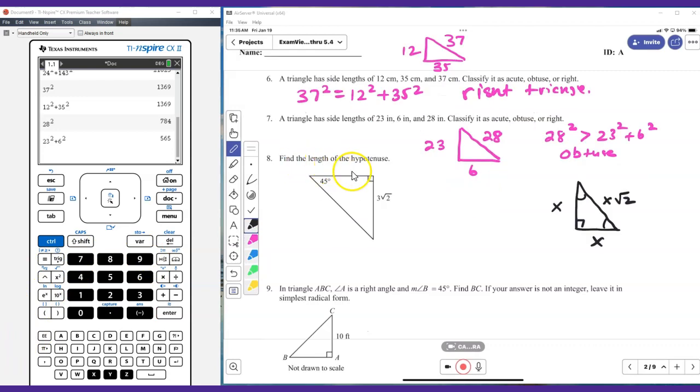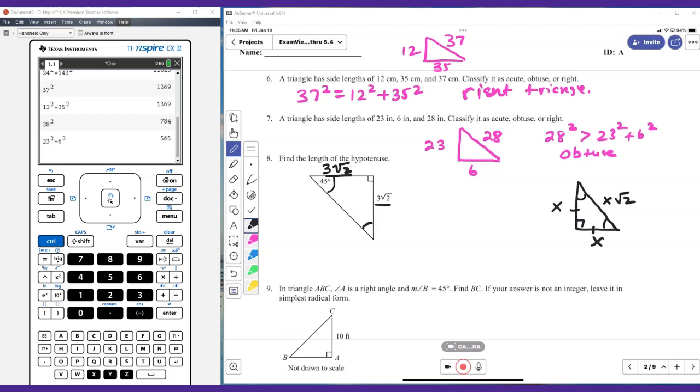Find the length of the hypotenuse. Remember, in a 45-45-90 triangle, we know that this side measurement is the same as this side measurement, and it's going to follow this pattern. So we have x, x, and this is x square root of 2. So if this is 3 square root of 2, and this is 45, and this is 45, then I know that this side is 3 square root of 2.